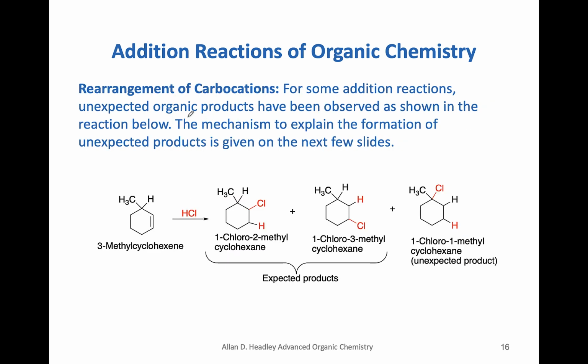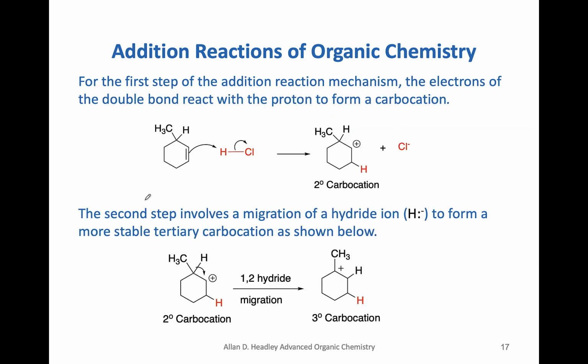Okay, let's look at rearrangement of carbocations. Again, we have seen this before from an earlier lecture where we have carbocations as an intermediate. So let's quickly go through this. If you add HCl to this double bond here, you'd expect these two products. So Cl can add here to give this, or Cl can add here to give that product. What's not expected, however, is a Cl adding to this carbon. Of course, you've got to look at the mechanism.